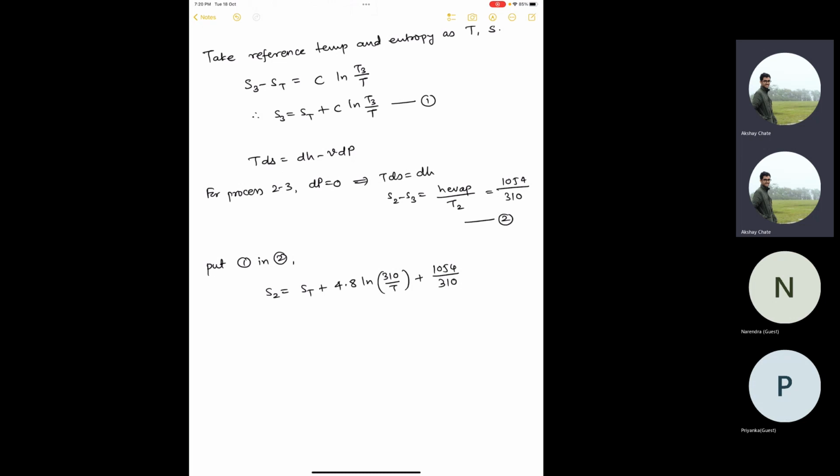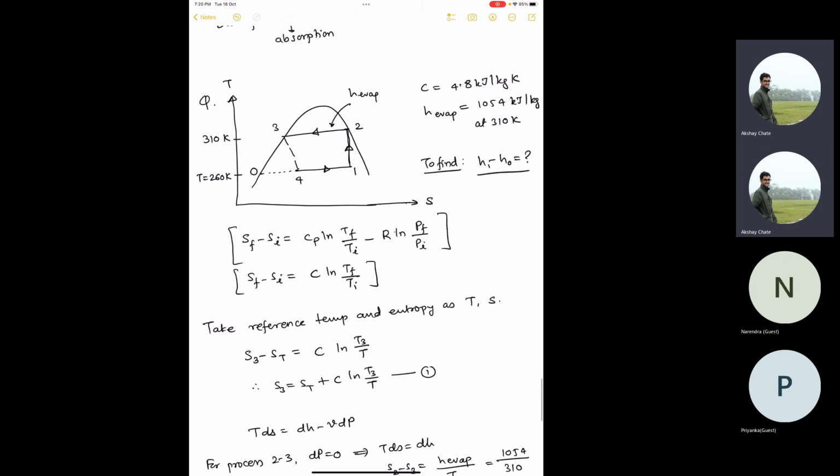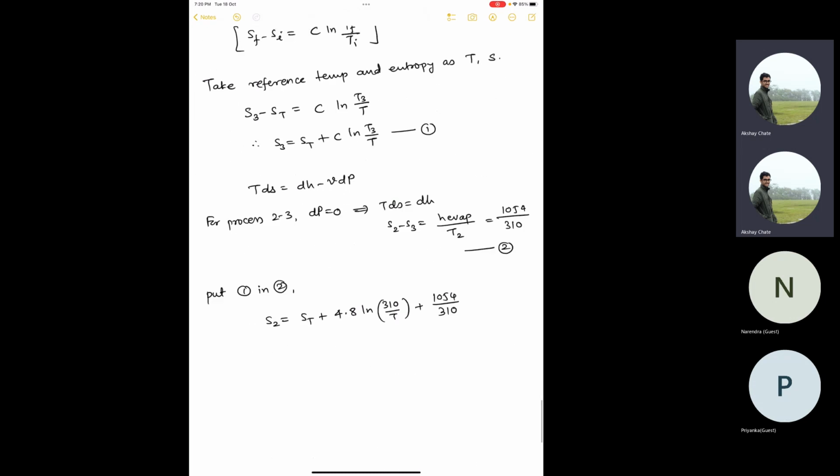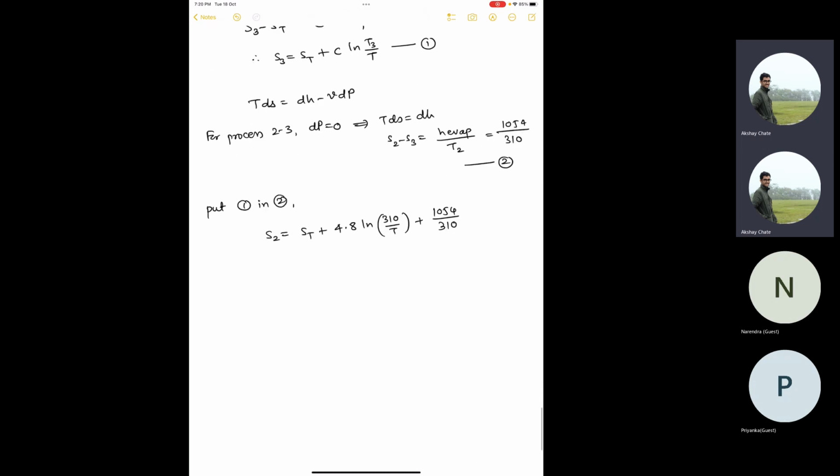So now, okay, we have some idea about S2, S3, but we need to find H1 minus H0, right? So we need to come to H1 somehow. So look at process 1 to 2. It is an isentropic compression, right? So S1 is equal to S2. Then you can put the same expression for S1.